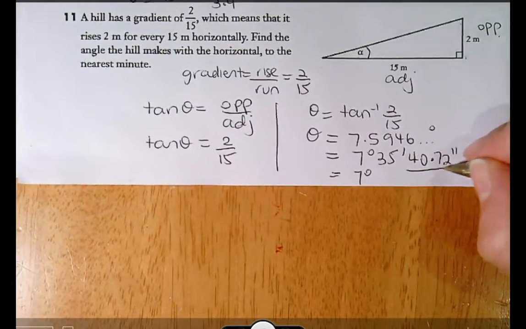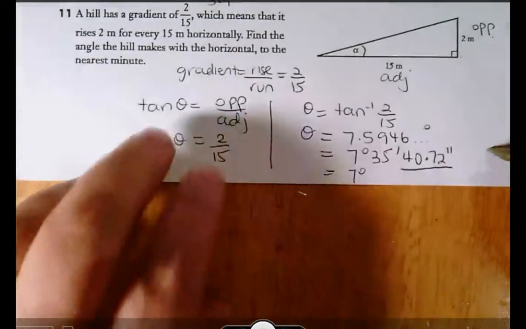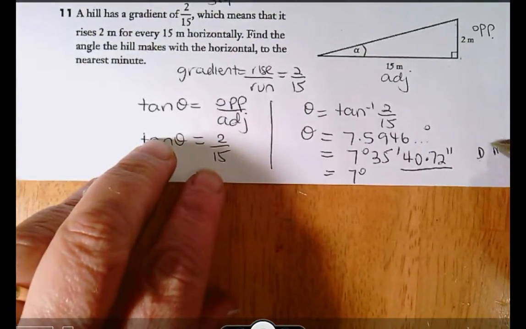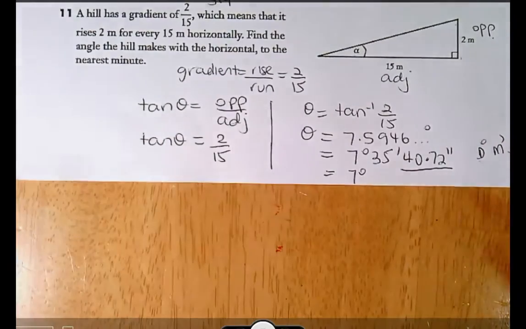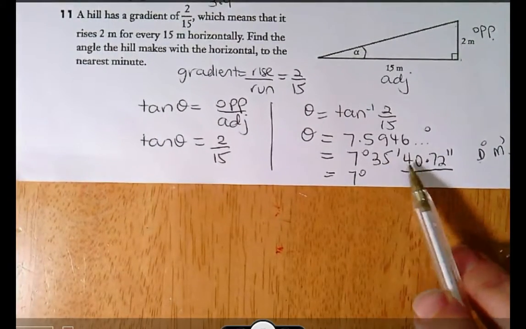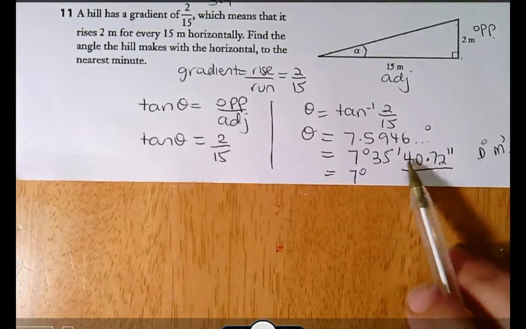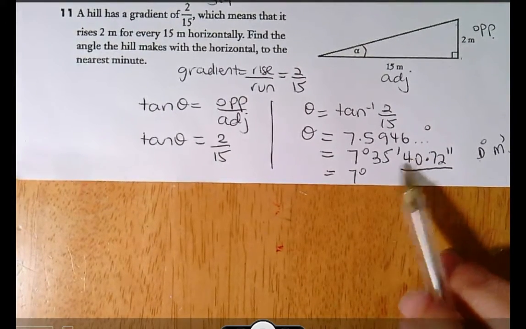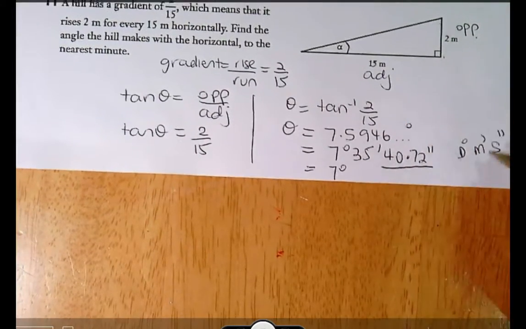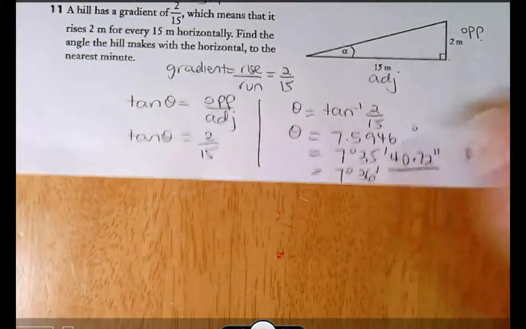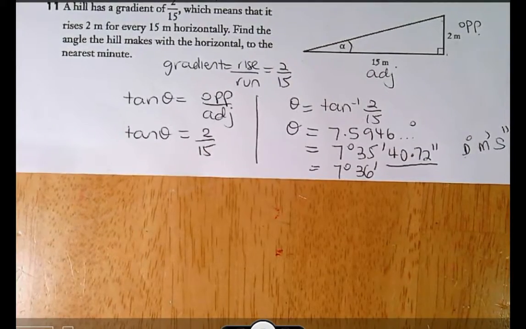So I need to look at what's at the seconds. So remember, I've got degrees, minutes, and seconds. So 35 minutes. Let's look at the seconds. I've got a bit more than 40 seconds because it's 40.72 seconds, which is bigger than 30 seconds. So therefore, I have to round up the minutes to 36 minutes. So it's 7 degrees, 36 minutes.